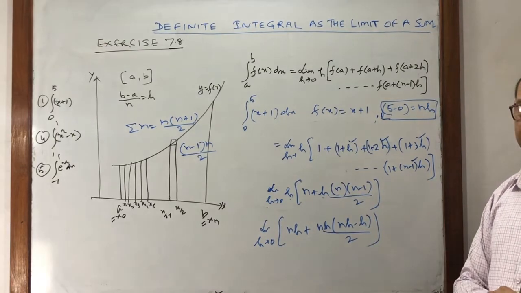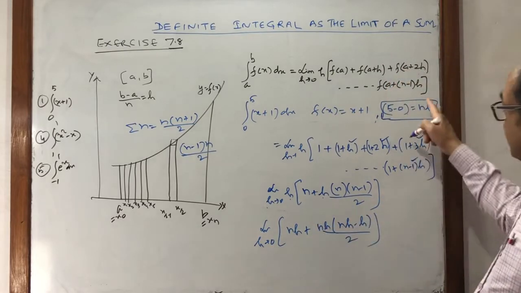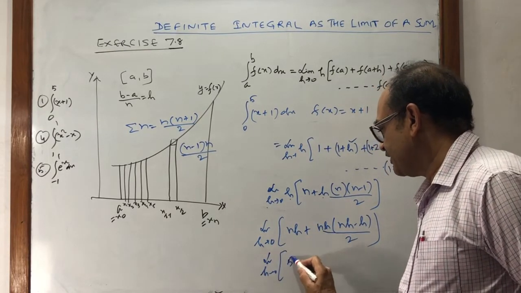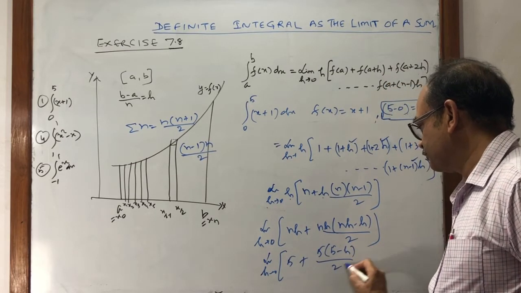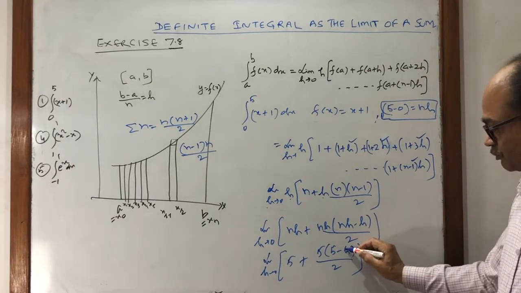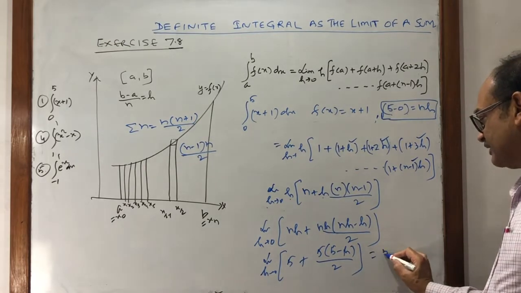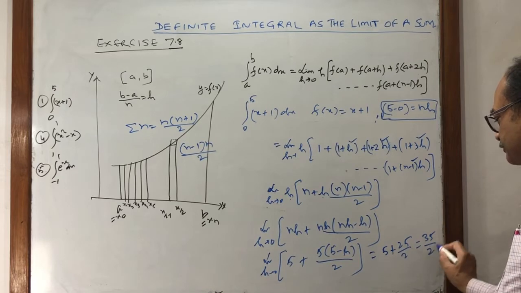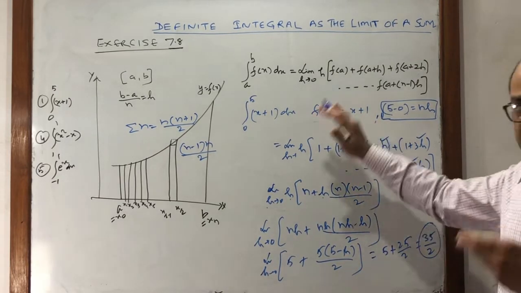Now the limit. h tends to 0, but nh is already with us, 5. So first we substitute the limit. h tends to 0, it is 5 minus h divided by 2. h tends to 0, so this will go to 0. So we get 25 by 2 and 5. The final answer is 5 plus 25 by 2, that is 35 by 2. Long method, step by step method.